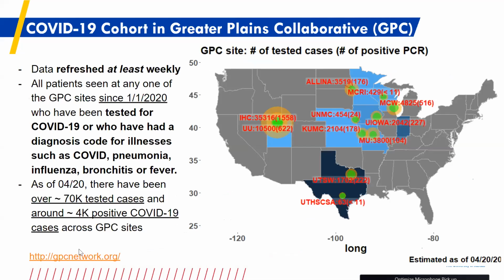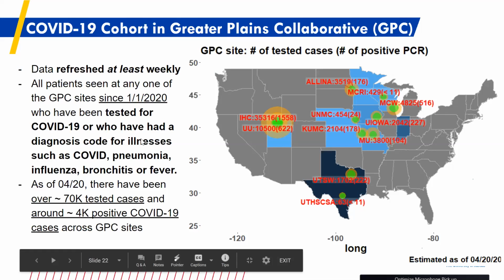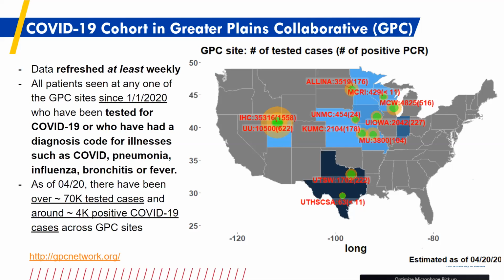Since the whole GPC sites are participating in the PCORnet COVID-19 Plus network, if you want to have a larger COVID-19 cohort with better representativeness, you can also work with us to include multiple GPC sites. And the COVID cohort for the other GPC sites are very similar to our local COVID cohort. The data are refreshed at least weekly. For some sites, I think they're refreshed even daily.